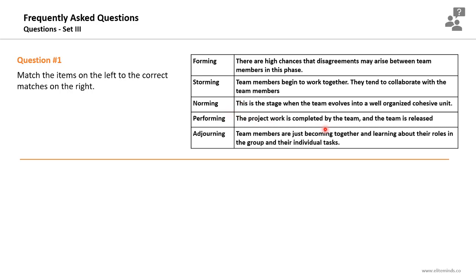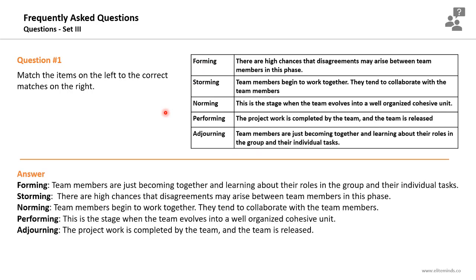The project work is completed by the team and the team is released. This is the adjourning stage. Team members are just becoming together and learning about their roles. This is the forming stage of the Tuckman ladder. So these are the 5 stages of the Tuckman ladder for the team development.